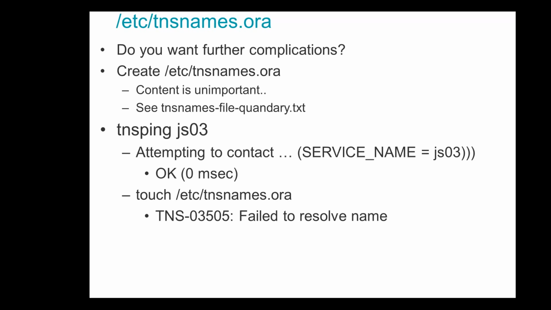So here we go. We'll talk about /etc/tnsnames.ora. If you really want to complicate things, create an /etc/tnsnames.ora file. It doesn't matter what you put in it. There's a little more information in the referenced file there. The fact that the file even exists can cause problems. So here's an example. Again, there's our good old JSO3 database. I do tnsping JSO3, works fine. Now I touch /etc/tnsnames.ora, creating an empty file, and all of a sudden my tnsping no longer works. Well, what's going on there? Why does that happen?